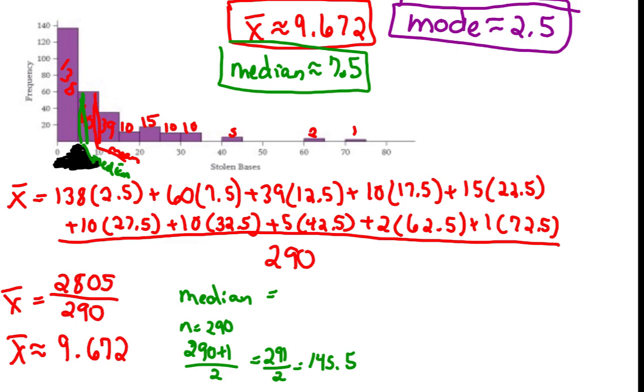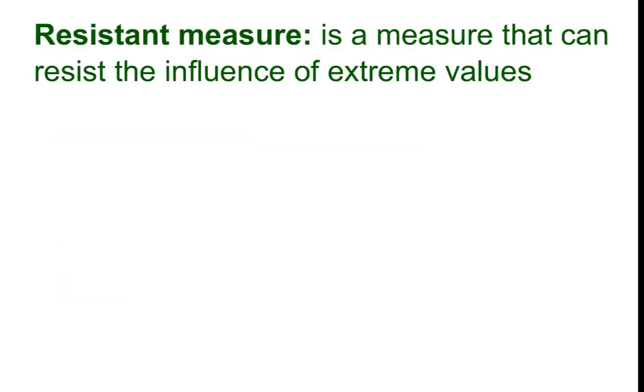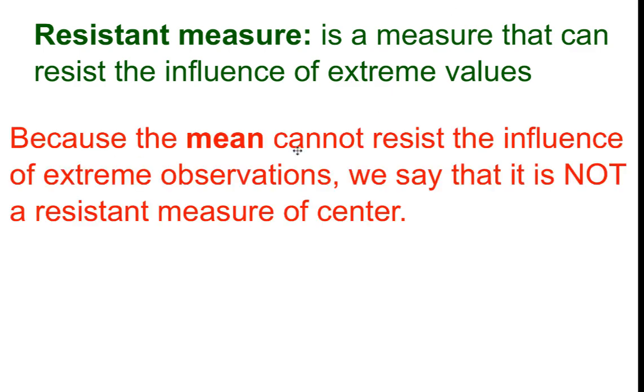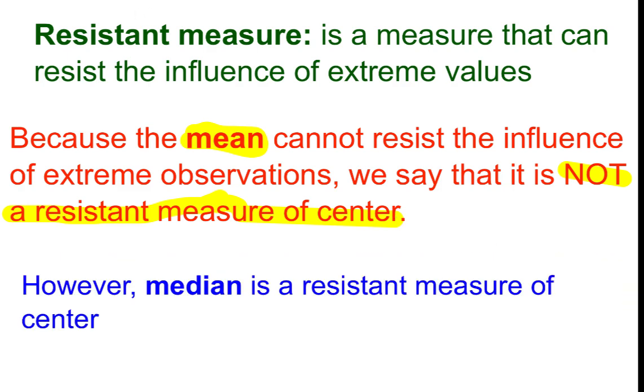And one of the reasons for that is resistant measures and non-resistant measures. A resistant measure is a measure that can resist the influence of extreme values. So let's look at the skewed data set. Our median is a resistant measure because it was not influenced by the outliers, but our mean was influenced. So because the mean cannot resist the influence of extreme observations, we say that it is not a resistant measure of center. However, the median is a resistant measure of center.